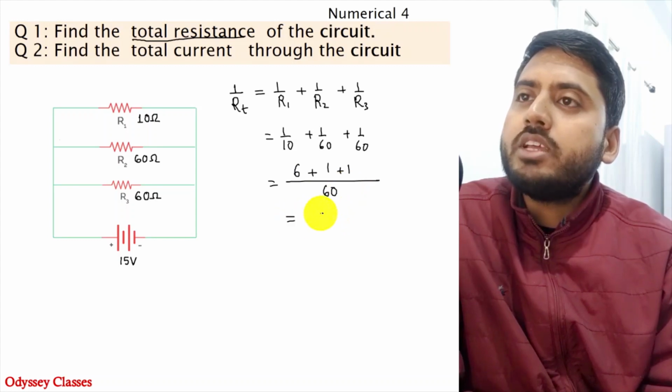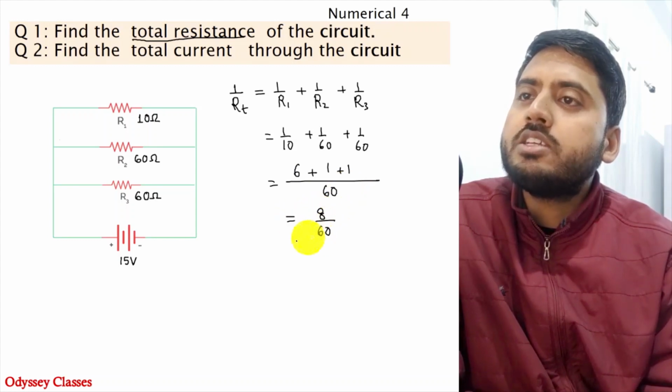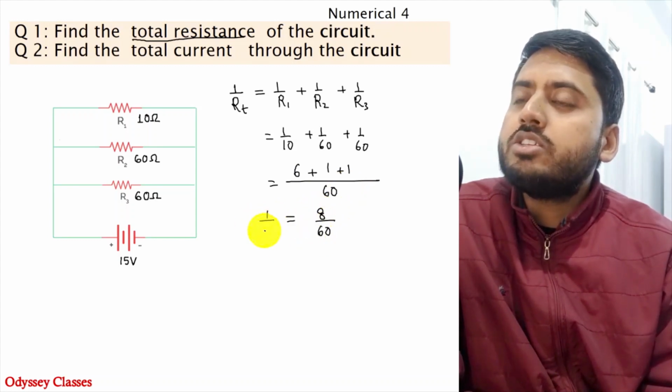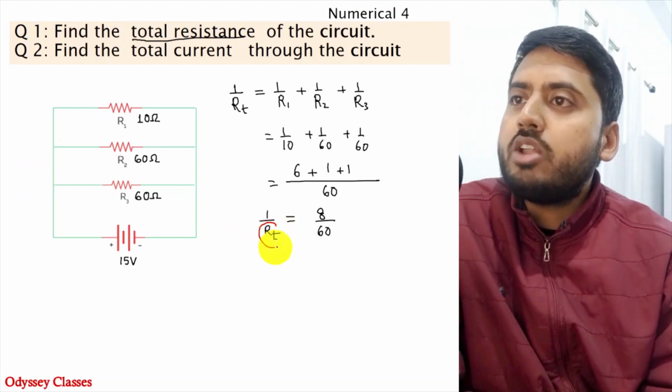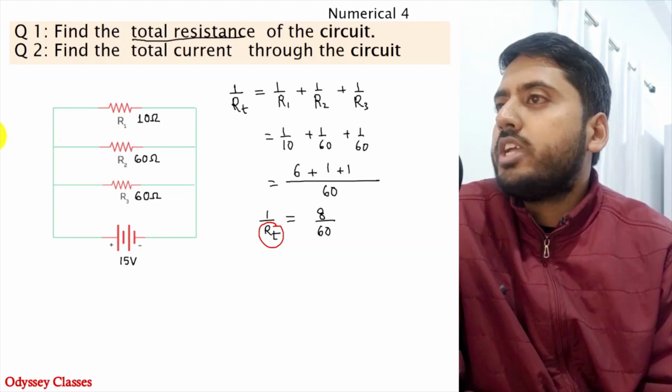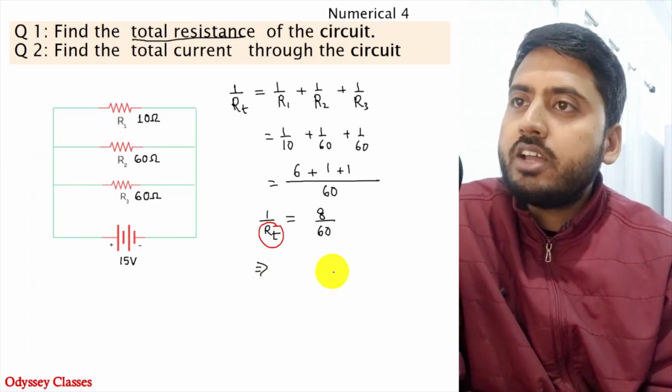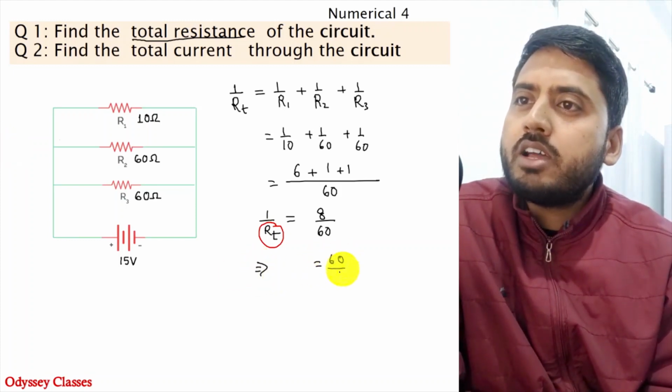And that's coming as 8 by 60. Again, a reminder, this is not RT. This is 1 by RT, and we are supposed to calculate RT. So we can do the reciprocal here and write 60 by 8 is equal to RT.